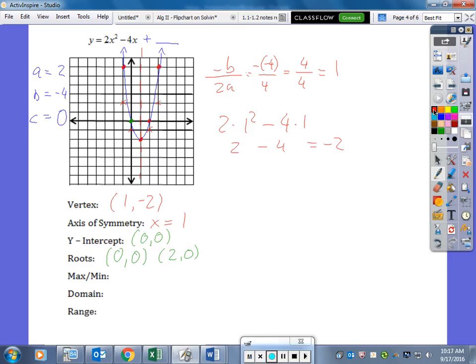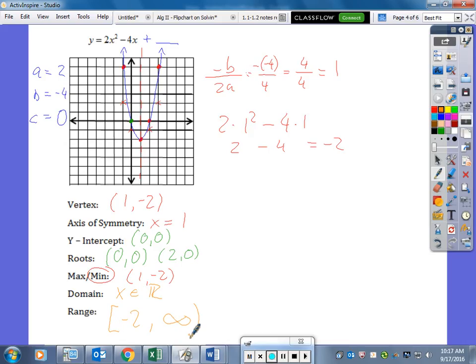This parabola opens upward, and therefore we have a minimum which has the same coordinates as our vertex, of course, 1 and -2. Our domain will still be all real numbers, and our range now starts only at -2 with square brackets, but it goes on all the way to positive infinity.